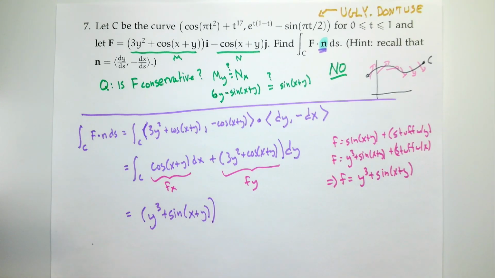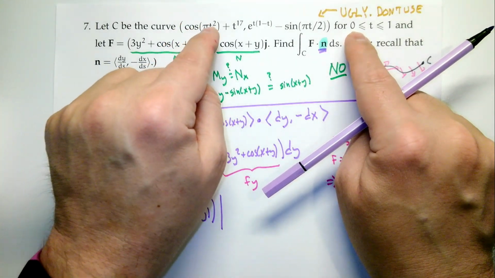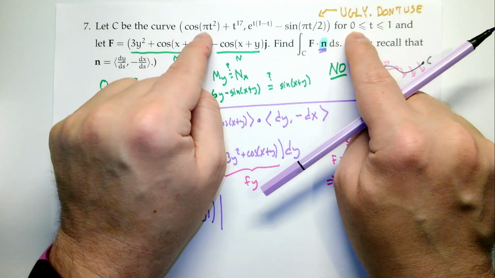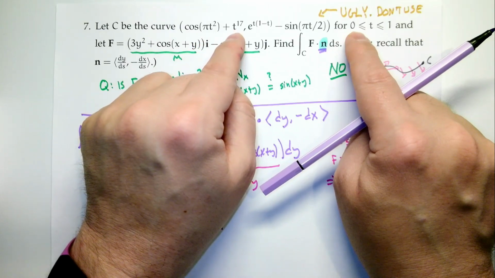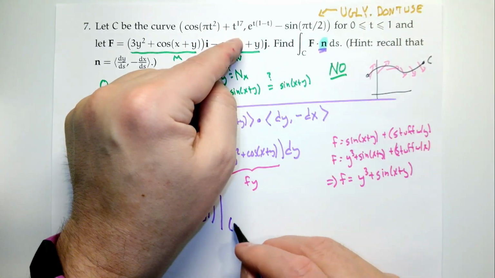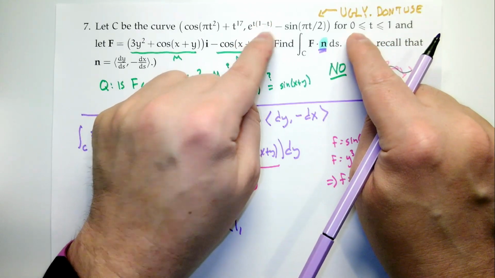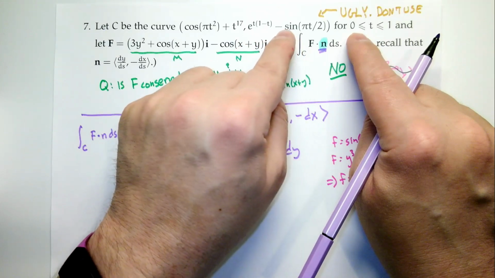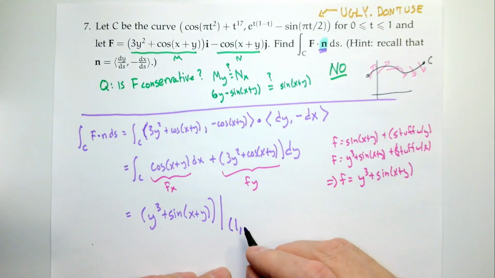And now the last part is we need to evaluate this. Let's figure out where we start and stop. We plug in time t equals 0. Cosine of pi times 0, so that's really cosine of 0, which is 1, plus 0 to the 17th, which is 0. So you get 1 plus 0. The x coordinate where we start is 1. How about here? E to the 0 times 1, so that's e to the 0, which is 1, minus sine of 0, which is 0. So we start at 1 comma 1.